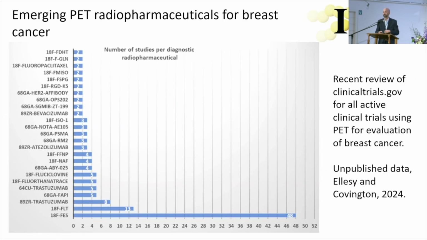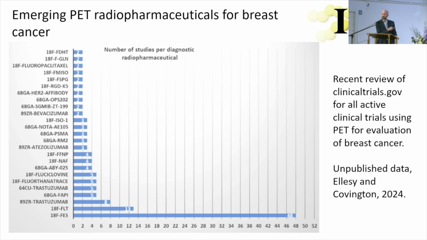So how many potential PET tracers are under development for breast cancer? This is an evaluation of clinicaltrials.gov, which has most clinical trials registered for many trials in the US. And worldwide, actually, a lot of multinational trials are registered there as well. This is unpublished. This is actually only a few weeks old that I saw this. But what we did is looked at every trial that's currently registered for breast cancer that uses PET, and then we looked at what radiotracer they're using.